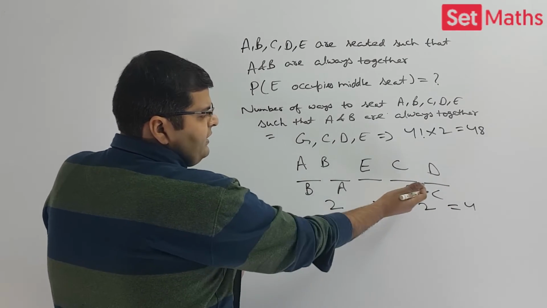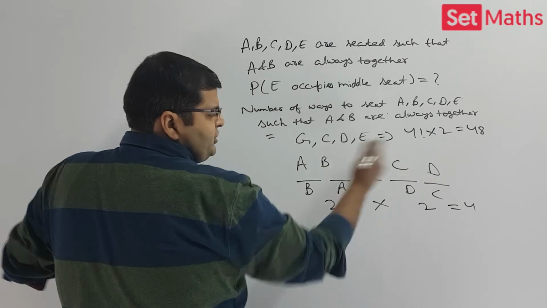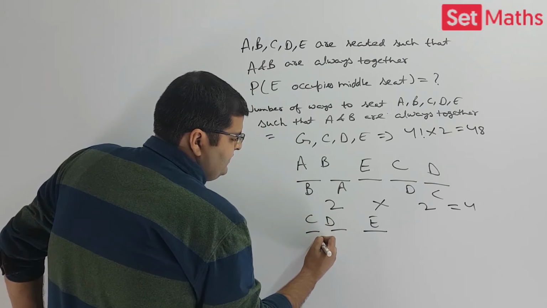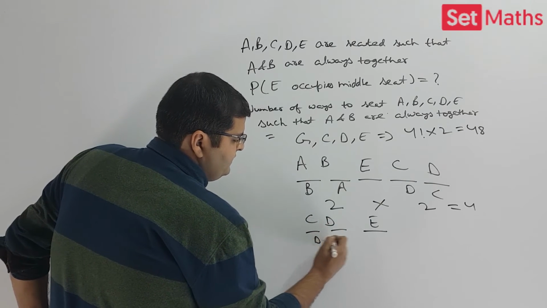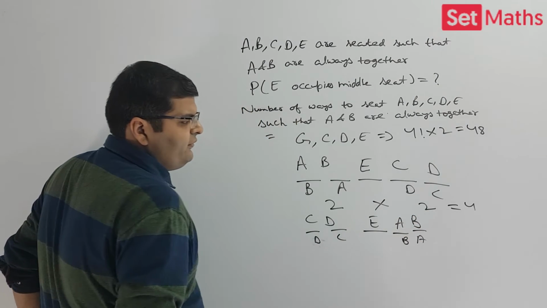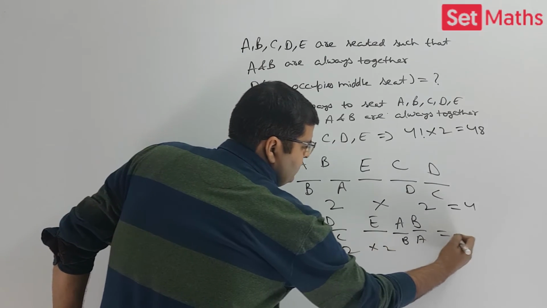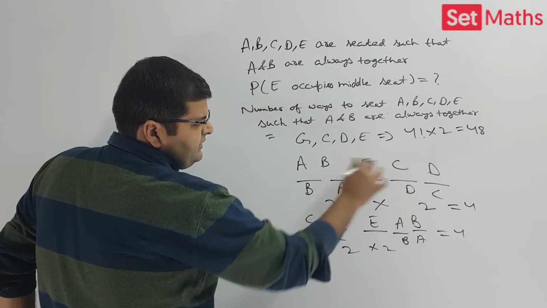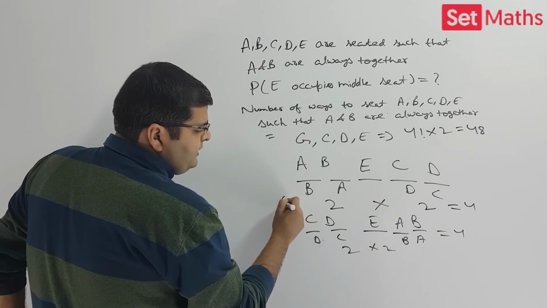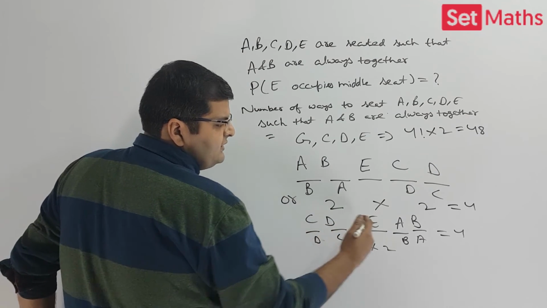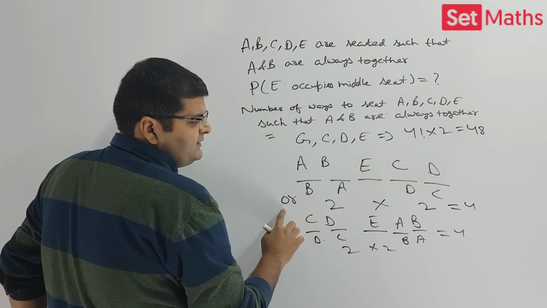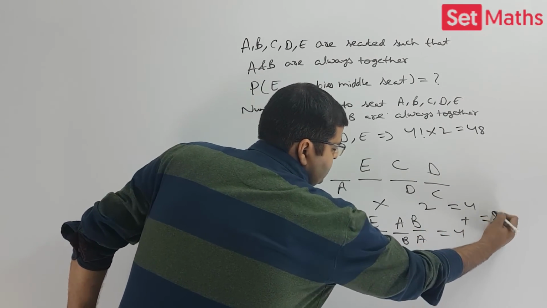Also, if you look at it, A, B and C, D can switch the positions. That means E is here, I can have CD or DC on this side of E, and AB and BA on this side of E. This will also give me 2 into 2, total 4 arrangements. So either the seating will be like this, A and B on this side, C and D on this side of E, or the arrangement will be like this, C and D on this side, A and B on this side. So the total number of arrangements will be 4 plus 4 because there is an OR here. So 4 plus 4 equal to 8.